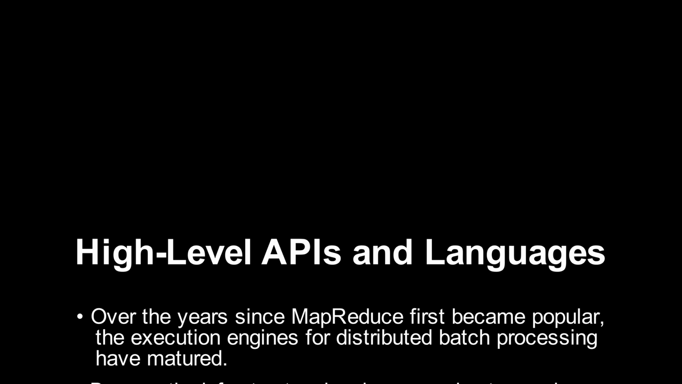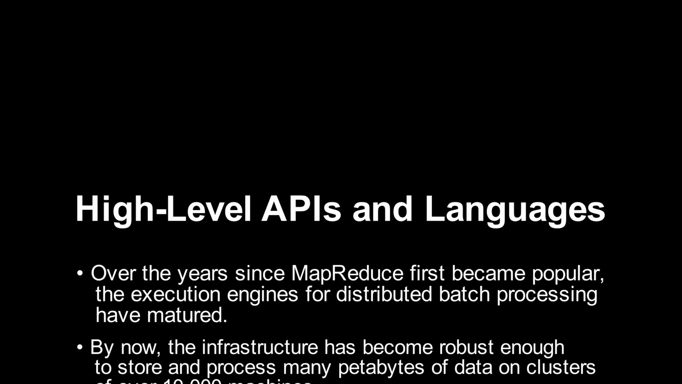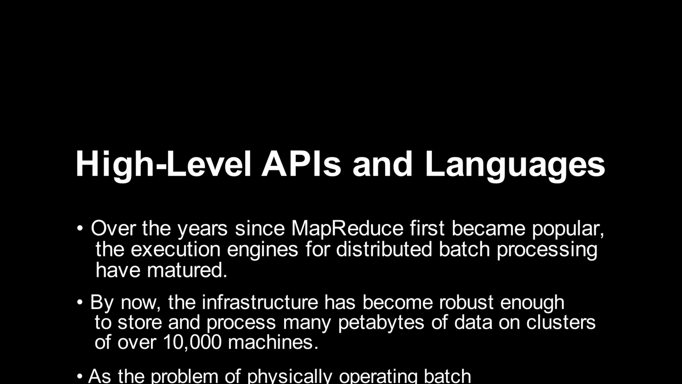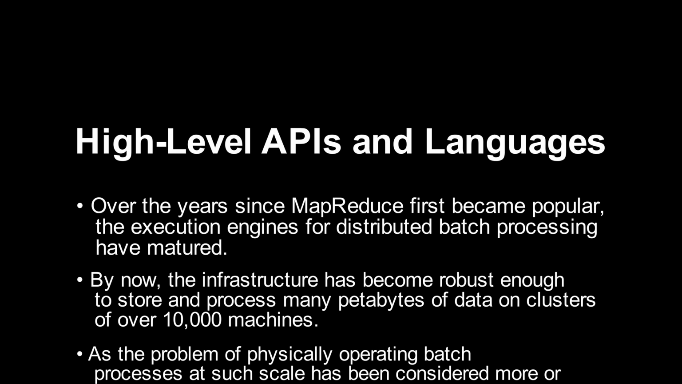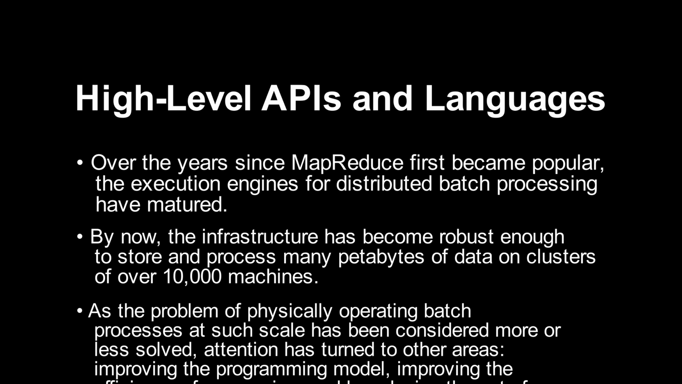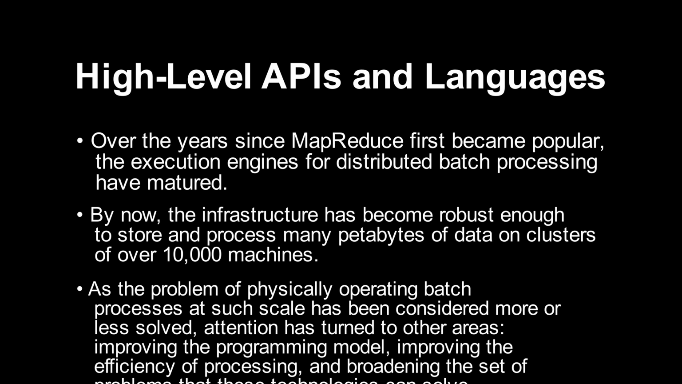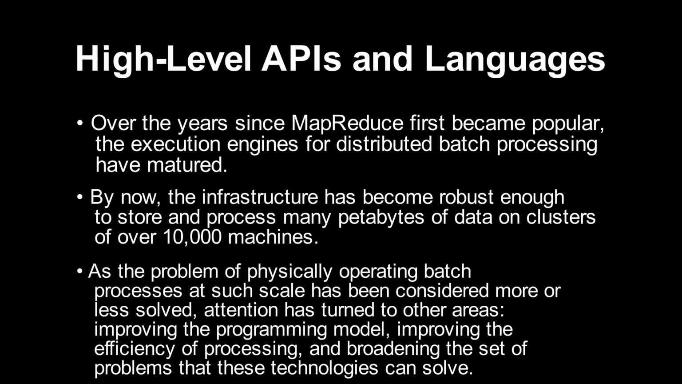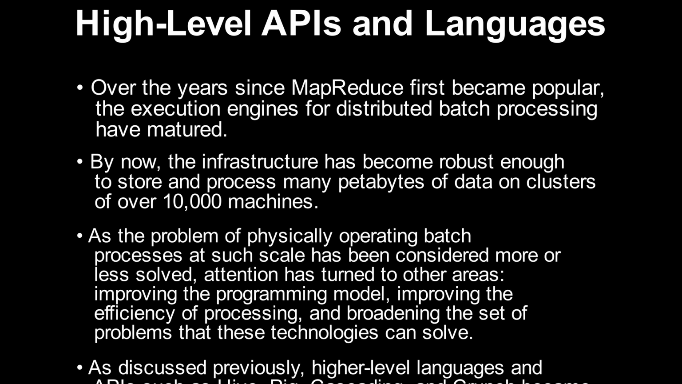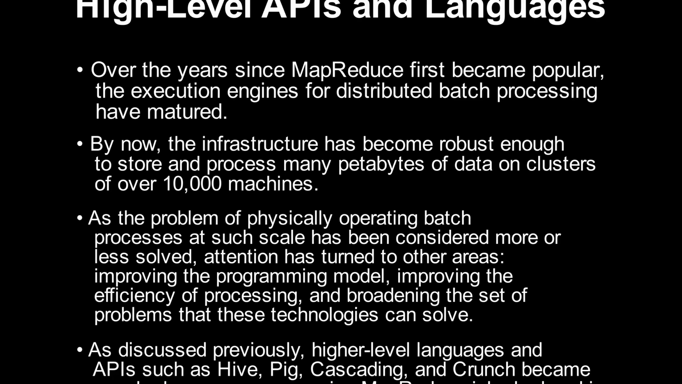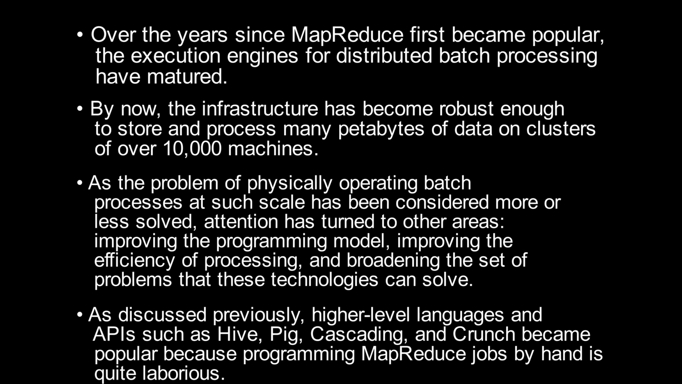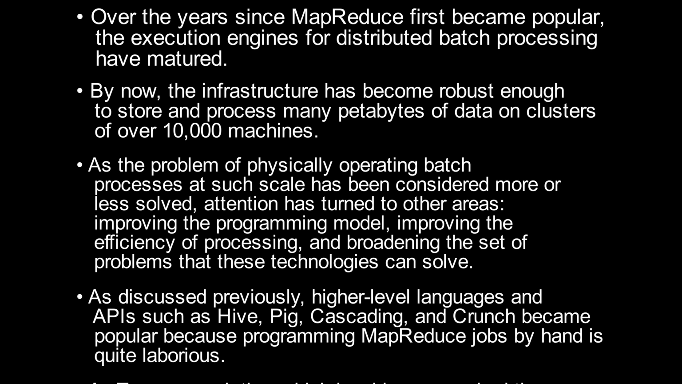High-level APIs and languages. Over the years since MapReduce first became popular, the execution engines for distributed batch processing have matured. By now, the infrastructure has become robust enough to store and process many petabytes of data on clusters of over 10,000 machines. As the problem of physically operating batch processes at such scale has been considered more or less solved, attention has turned to other areas: improving the programming model, improving the efficiency of processing, and broadening the set of problems that these technologies can solve.